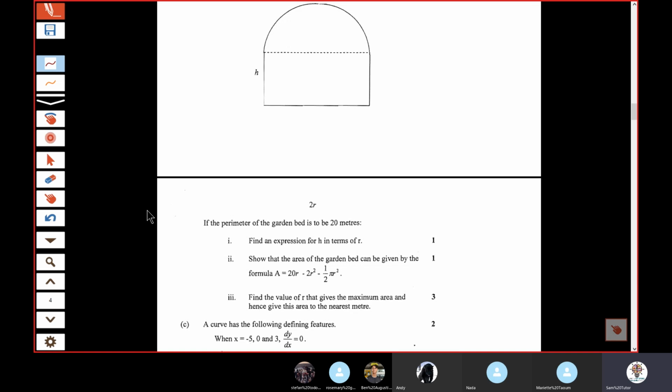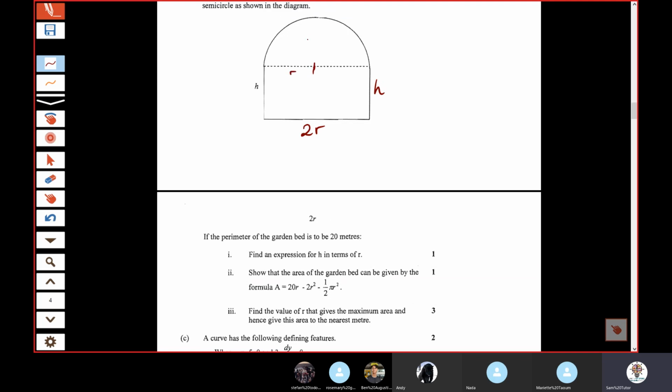Let me know if you've got an answer for something or if you've written anything. This is h. What are you going to write for the opposite side? H, this down here is going to be 2r. I like it. And then what's the circumference going to be? Two pi r, then divided by 2, which eventually becomes pi r. I like it. So therefore, if it says the perimeter is to be 20 meters, then you know 2r plus 2h plus pi r equals 20. And then again, find h.